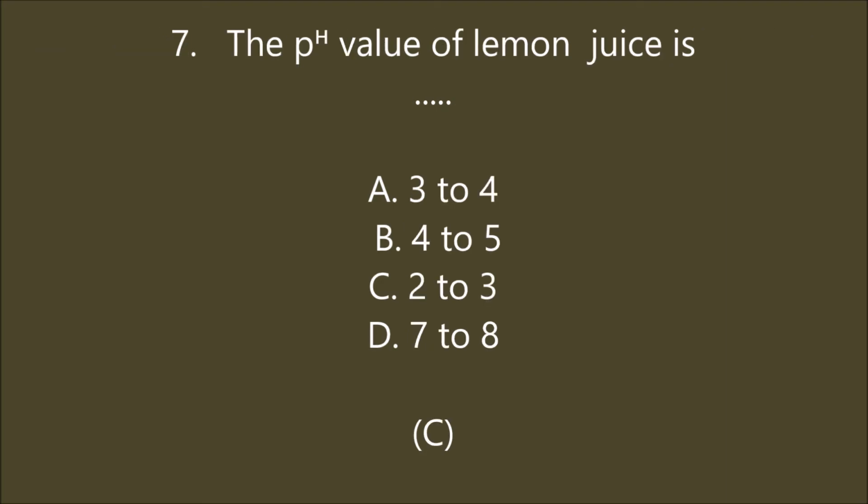The pH value of lemon juice is 3 to 4, 4 to 5, 2 to 3, 7 to 8. C is the right answer, that means 2 to 3. The pH value of lemon juice is in between 2 to 3.